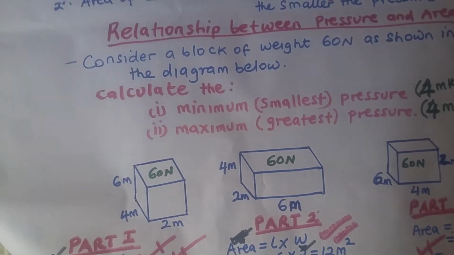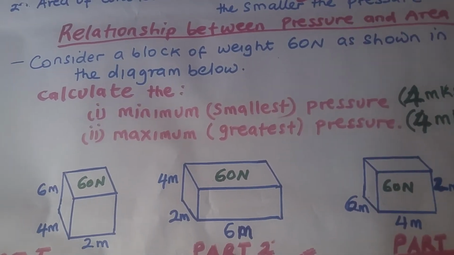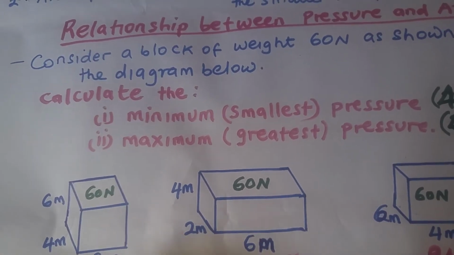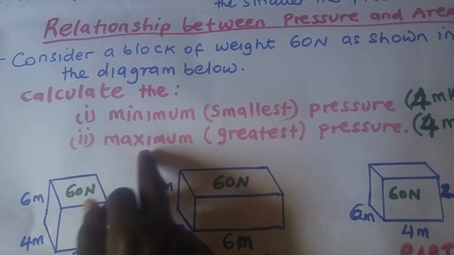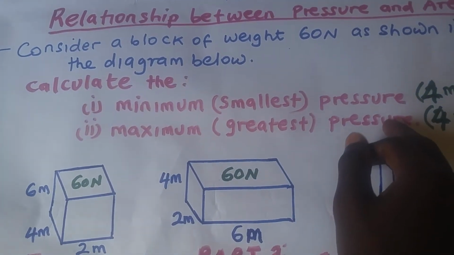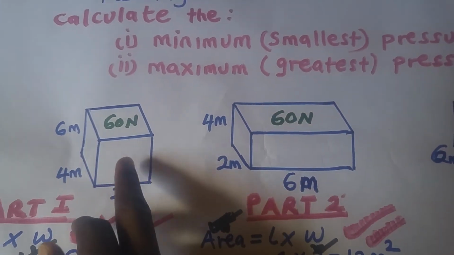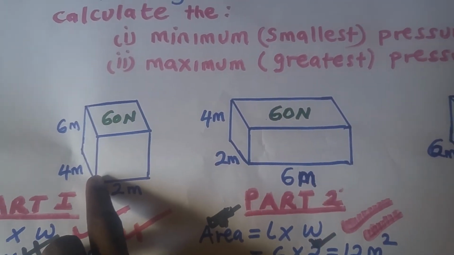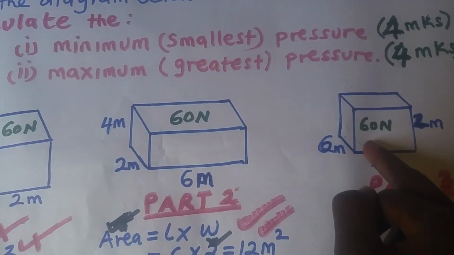Now, let us calculate. We want the minimum pressure, which is the smallest, and we want the maximum pressure, the greatest. What we are going to do is calculate the area. When this block is like this, what is the area? When it is like this, what is the area? And when it is like this, what is the area?